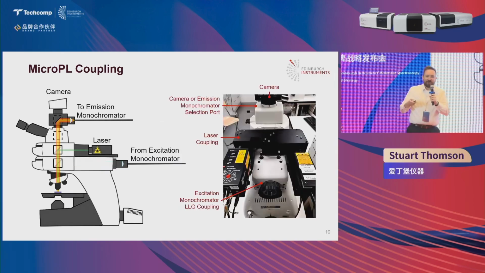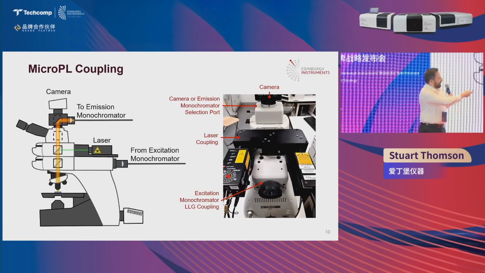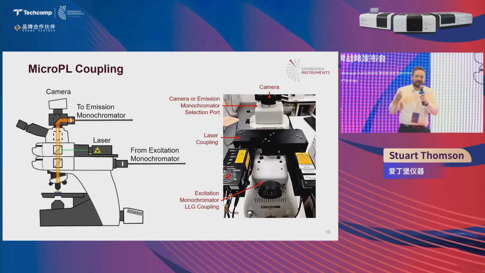And now is just a photograph of what this looks like in practice. At the bottom of the image is the excitation coupling for the xenon lamp, if you want to excite your sample using the xenon lamp of the FS5 or FLS. And then above that is the laser coupling for point excitation using the Edinburgh Instruments laser sources.